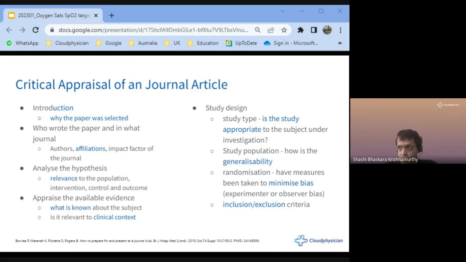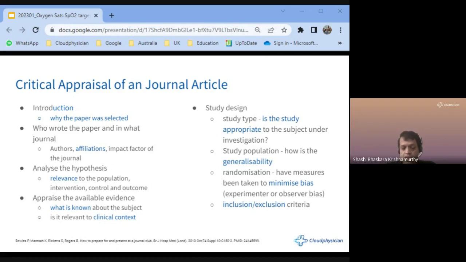Then you have to look into the study design. Is it appropriate? What sort of design has been used? For example, a randomized controlled study, which is one of the best ways in which evidence is accumulated, to observational studies, or even single case series. And we need to look at what sort of studies has been published or written up as an article.